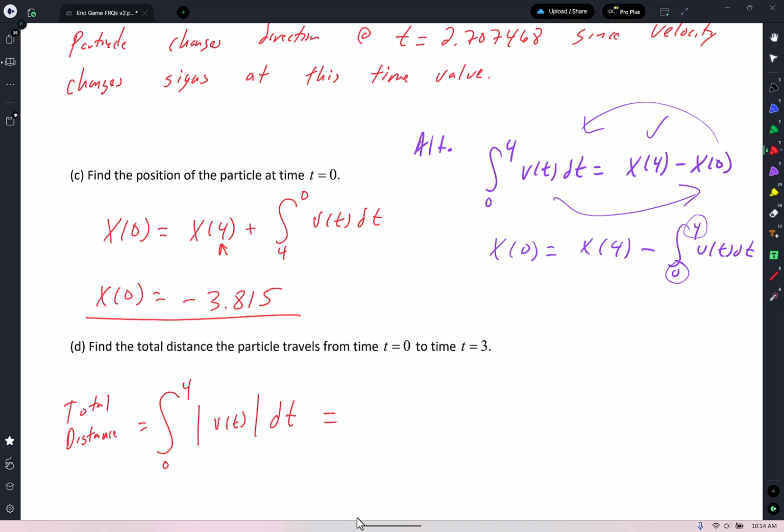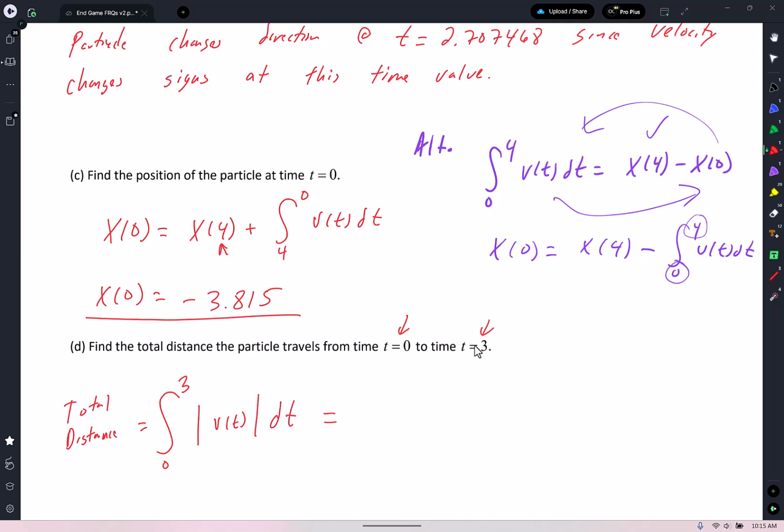You don't have to show anything by hand. What's up? 0 to 3. Good catch. I would have gotten it wrong. 0 to 3. I was still in the last problem from 0 to 4. The final total distance from t equals 0 to t equals 3. This is your lower limit. This is your upper limit. So 0 to 3. Thank you, miss.